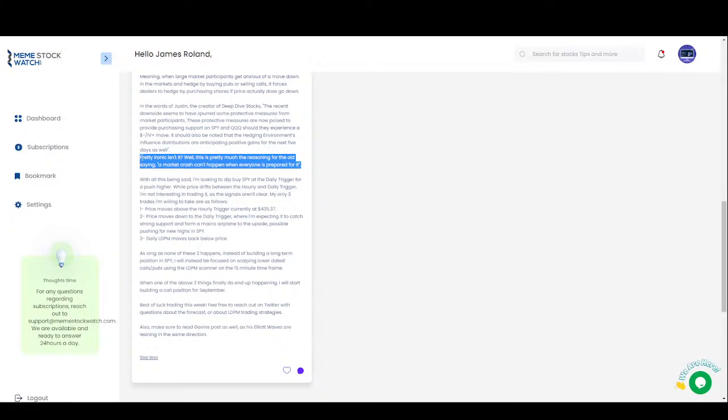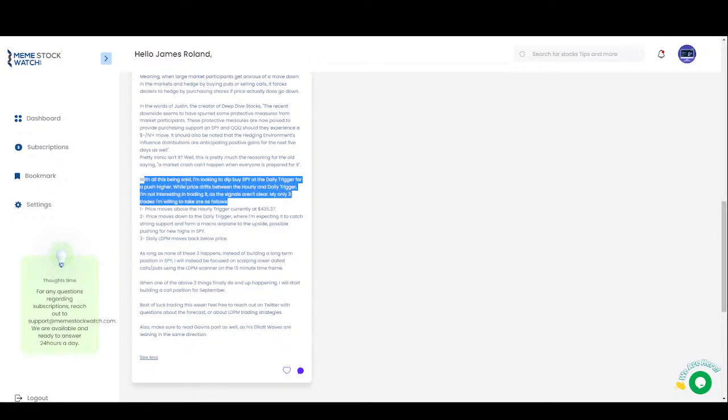Sorry, continue to read it. So I wrote, pretty ironic, isn't it? Well, this is pretty much the reasoning for the old saying, a market crash can't happen when everyone is prepared for it. With all that being said, I'm looking to dip buy SPY at the daily trigger for a push higher. While price drifts between the hourly and the daily trigger, I'm not interested in trading it as the signals are unclear. My only 3 trades I'm willing to take are as follows.